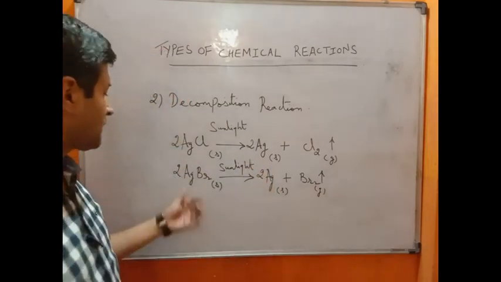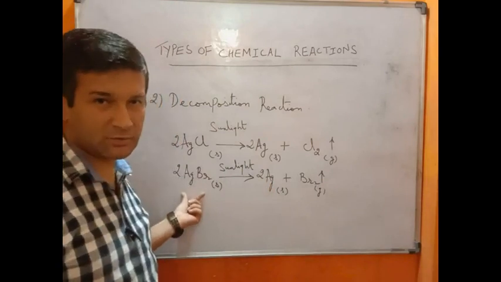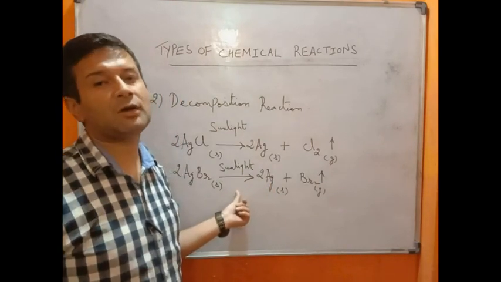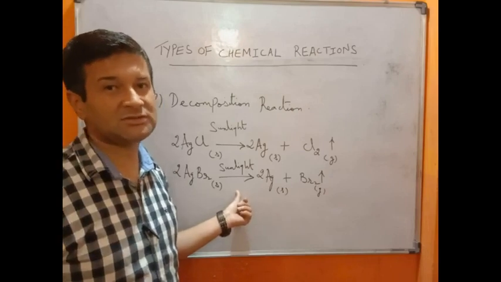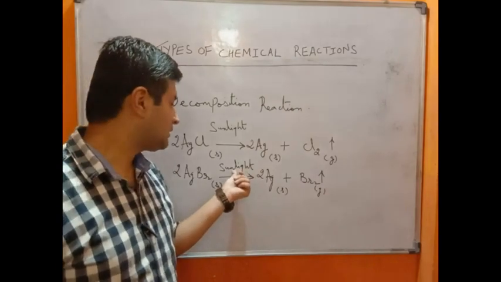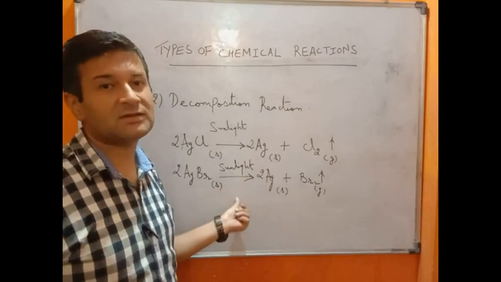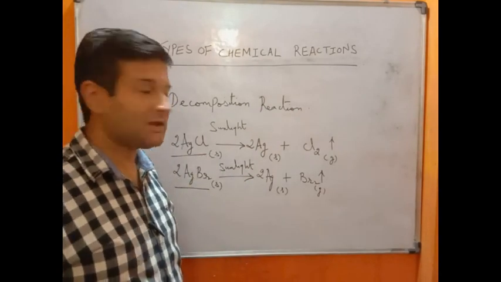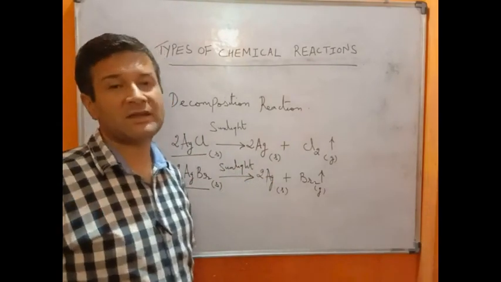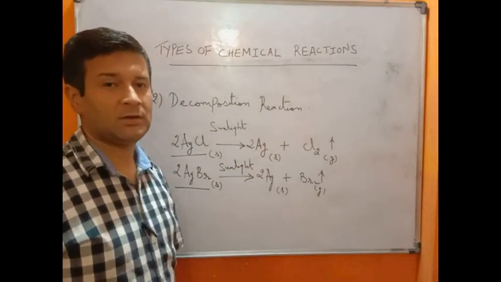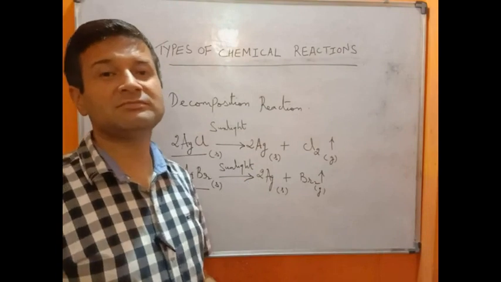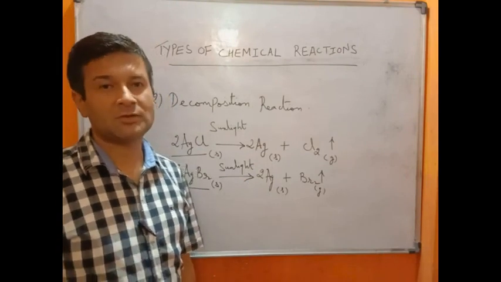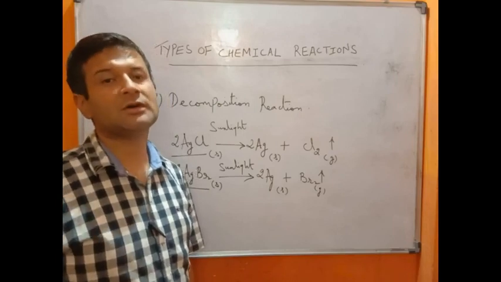So we have balanced this equation, and this is also an example of an endothermic reaction where the heat of the sunlight is absorbed. They undergo decomposition reaction on being exposed to sunlight. They are stored in a dark room. Similarly, there are certain medicines which are kept in dark bottles or in a dark room so that they do not undergo decomposition reaction.